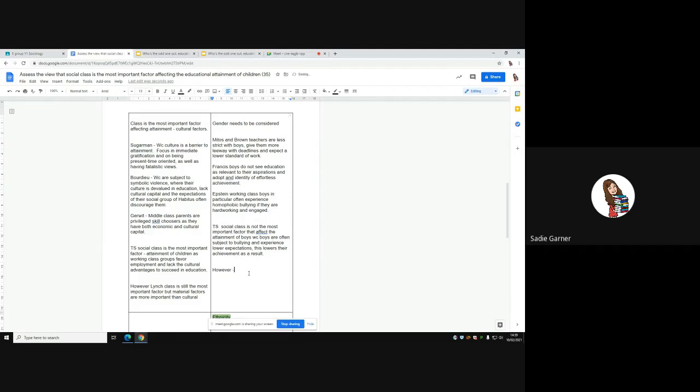However, one would note that in terms of going a bit vague here, Epstein notes it's working class boys. So for Epstein, however, Epstein does stress that it's working class boys that experience homophobic bullying. She does stress it's particularly true of working class boys that are experiencing much more homophobic bullying if they're engaged. That would suggest that class is an important factor.